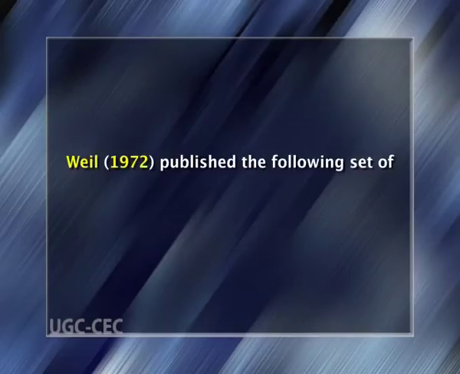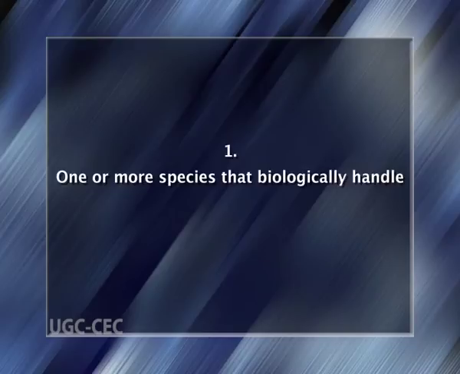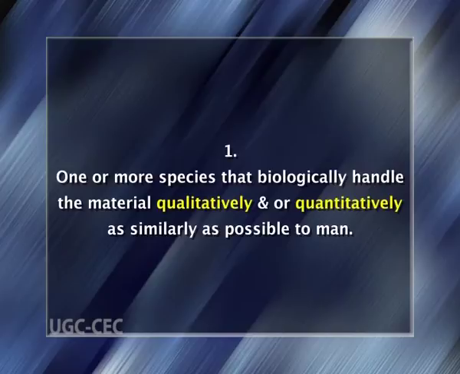Weil in 1972 published the following set of guidelines which reflected a consensus among toxicologists. These should be considered before initiating a toxicity test. Number first, use, wherever practical or possible, one or more species that biologically handle the material qualitatively and quantitatively as similarly as possible to man. For this, metabolism, absorption, excretion, storage and other physiological effects might be considered.